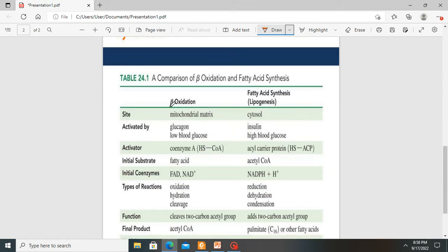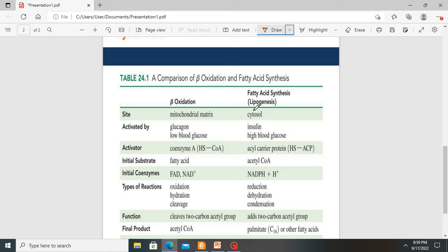Beta oxidation occurs in the mitochondrial matrix after transport of the fatty acyl-CoA from the cytoplasm to the mitochondria, whereas fatty acid synthesis occurs in the cytosol. Now, beta oxidation occurs in response to a hormone we call glucagon, which is released whenever there is low blood glucose. When there is low blood glucose, glucagon, which is released from the alpha pancreatic cells into the bloodstream, activates beta oxidation.